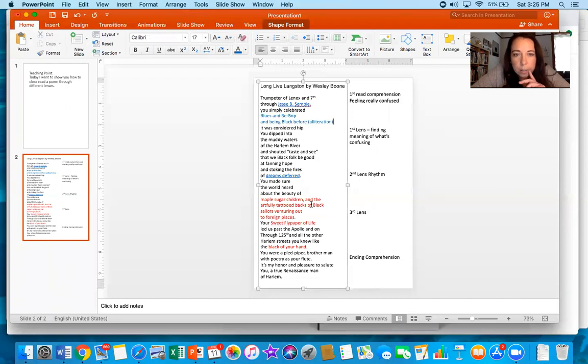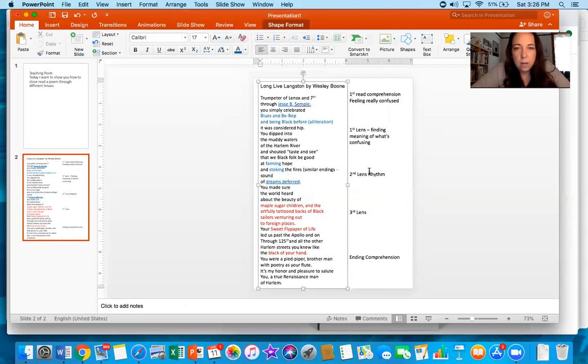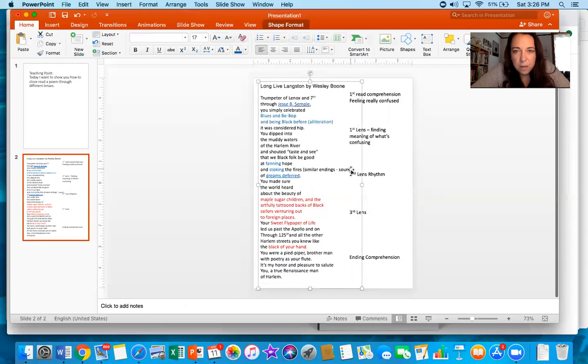One other place where I noticed some sound, and it could be as simple as this. "You dipped into the muddy waters of the Harlem River and shouted, taste and see, that we black folk be good at fanning hope and stoking the fire." Notice how the endings of these two words right here, coming in back to back, have similar endings. And that's another sound thing, right? Oh no, I'm gonna mess this up here. Okay, so we have a little bit more sound going on.